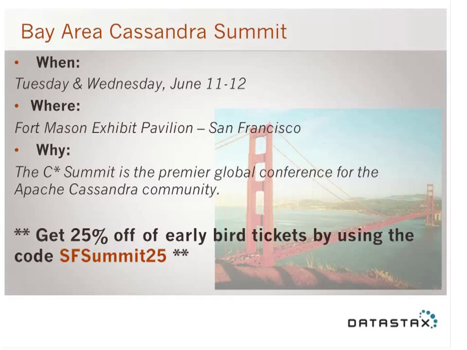Jay asks, where is the key cache sitting? Is it on JVM heap or off heap? The key cache is on heap. The row cache is off heap.